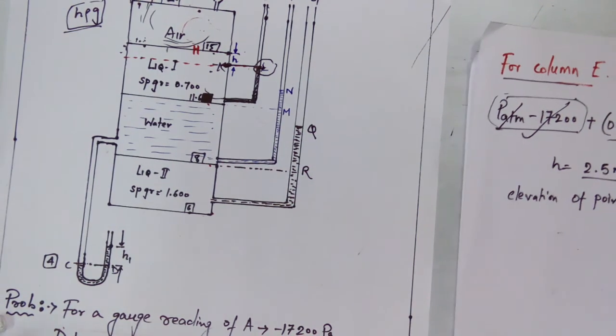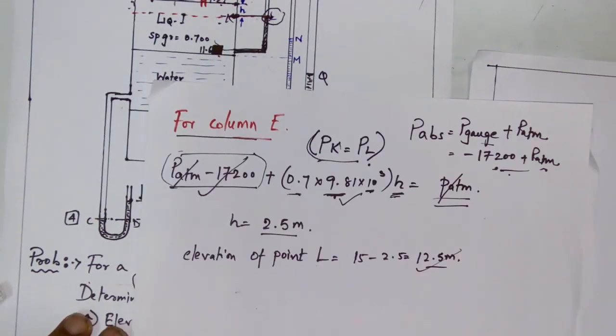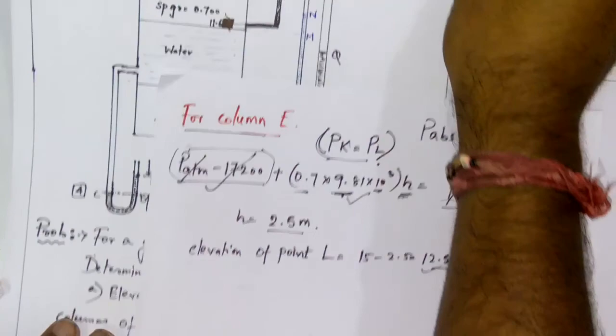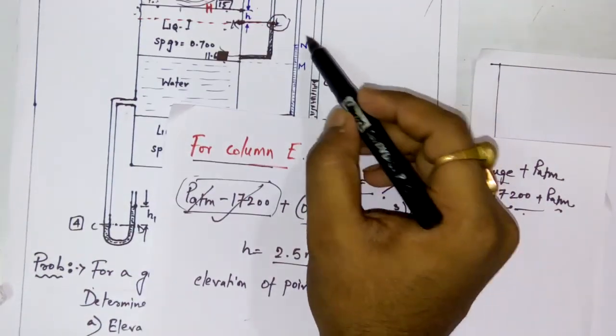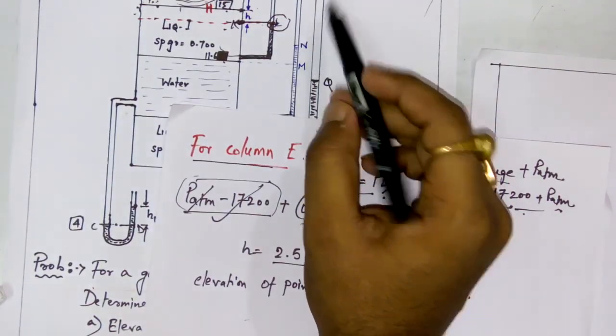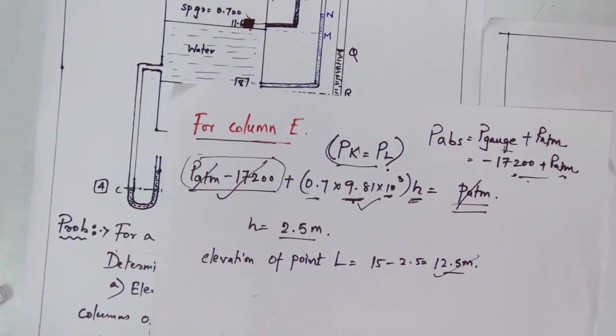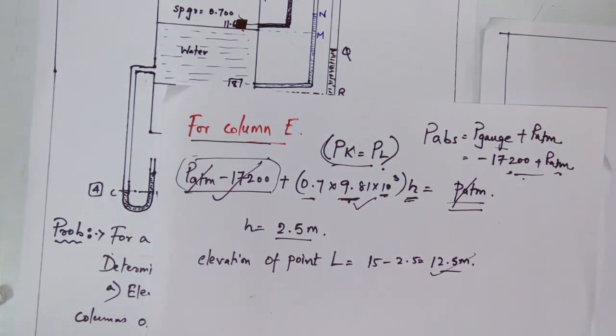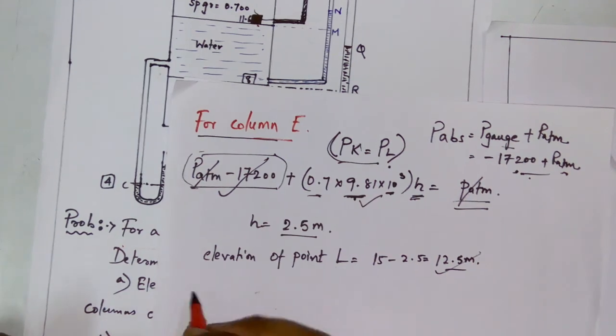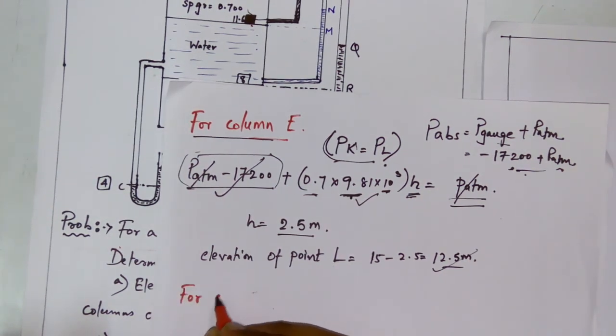Okay, you have understood. Similarly, if we want to find the elevation of this point N, we need to find it for column F.